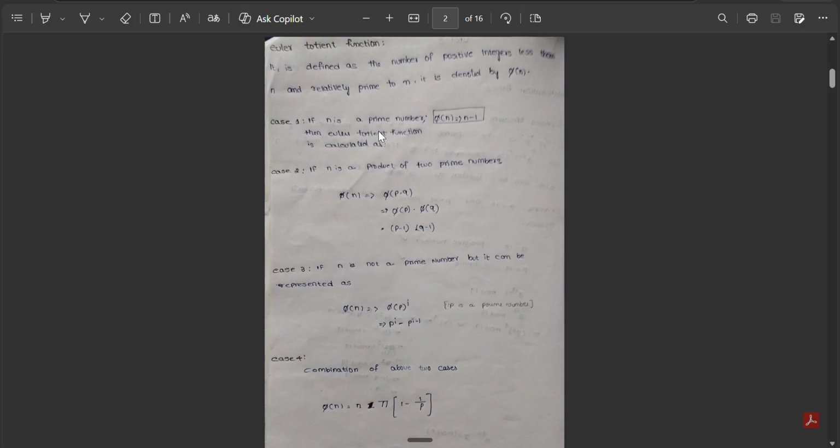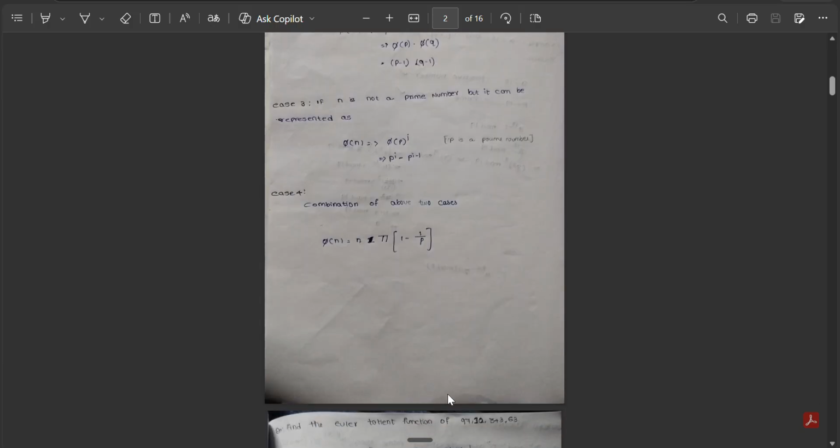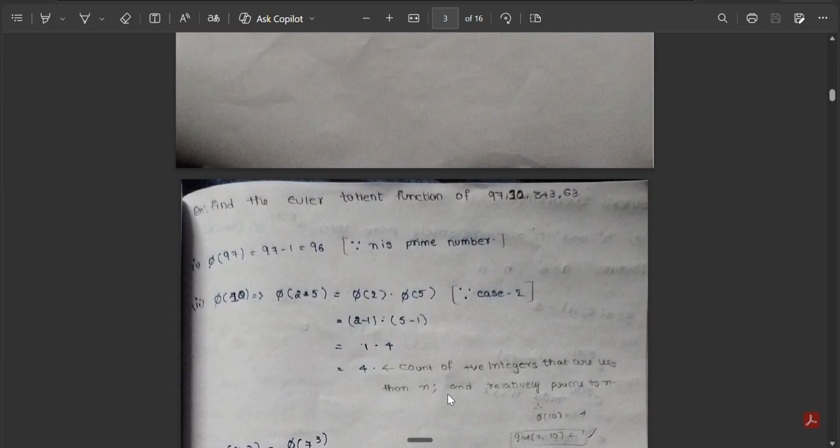That will be the Euler Totient function of n if n can be written as a product of two prime numbers. Case 3: if n is not a prime number but it can be written as a prime number power i, then this will be the formula: p to the power i minus p to the power i minus 1. And case 4: if the question falls among any two cases listed above, then we are going to use this formula. The Euler Totient function in this case is equal to n into the product of 1 minus 1 over p terms. So this is about the Euler Totient function. Now let's move on with some problems.